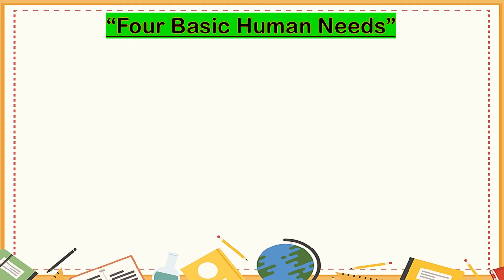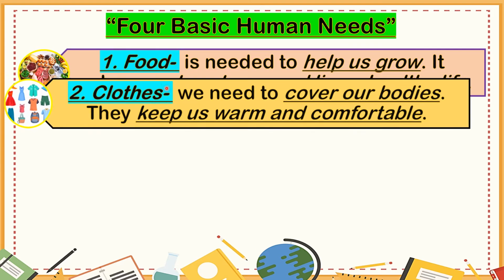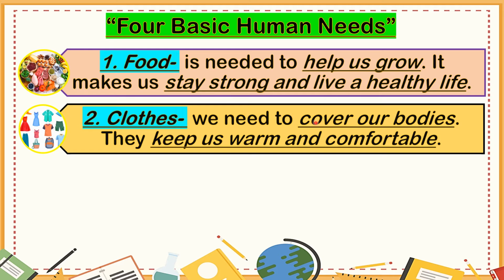Let us study the 4 basic human needs in order to live and survive. First one, food. Food is needed to help us grow. It makes us stay strong and live a healthy life. Number 2, clothes. We need to cover our bodies. They keep us warm and comfortable.